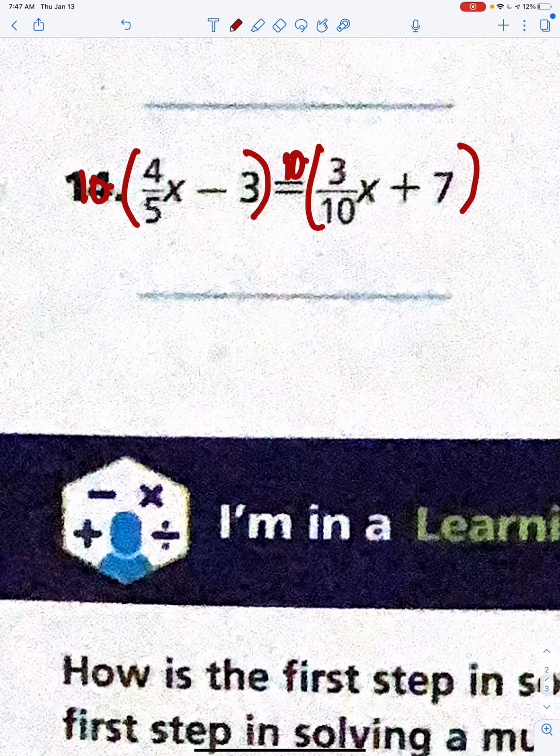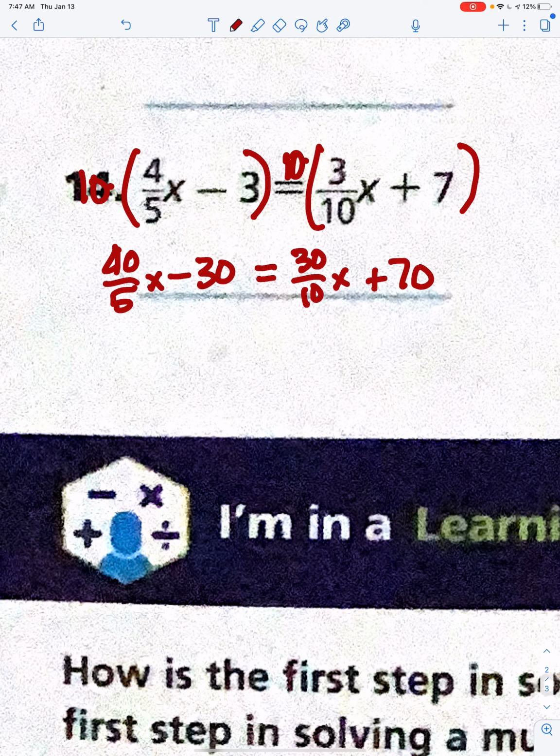I'm going to multiply by 10, and you'll see that multiplying by the least common denominator gets rid of the fractions. So on the left, I get 40 over 5 x minus 30 equals, on the right, I get 30 over 10 x plus 70. Now, 40 over 5 is just 8. So 8x minus 30 equals 30 over 10 is 3, 3x plus 70.